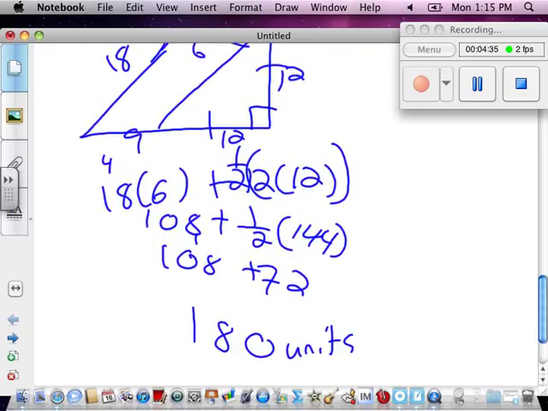Plus 1/2 times 12 times 8. And remember, order of operations, you have to do all the what first? All the multiplication first before you add it together. It says 18 times 6 plus 1/2, 12 times 12. Better? Okay. All right. And what do we have to do in this area? We have to square it.